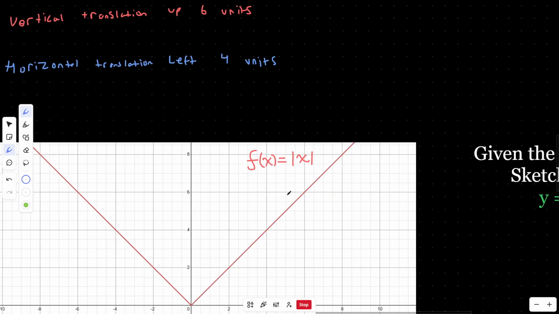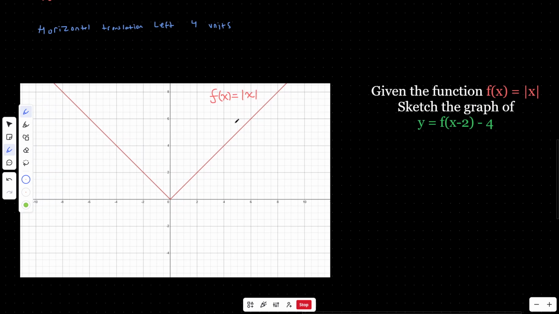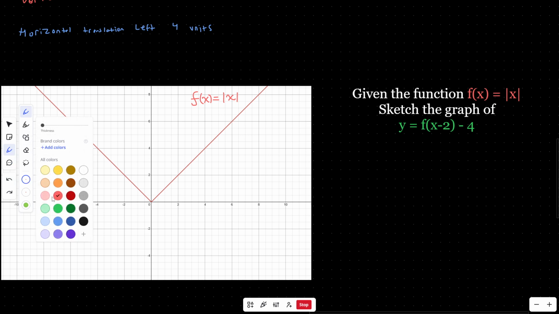Let's move on. So I'm going to zoom out a bit here. We have the function f of x is equal to the absolute value of x, and it says given that function, sketch the graph of y is equal to f of x minus 2, minus 4. Interesting. So if we have a function given here and we have another function based on the initial function we're given, but we also have some transformations applied. So let's just start by identifying some of them.